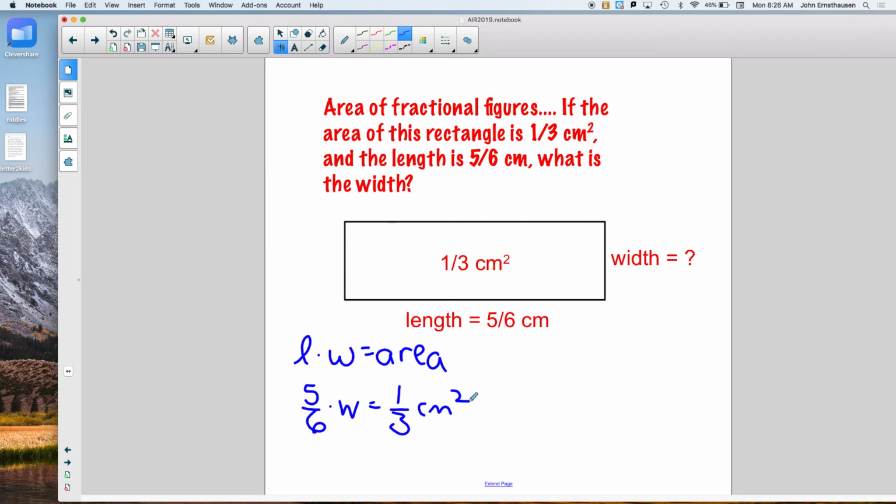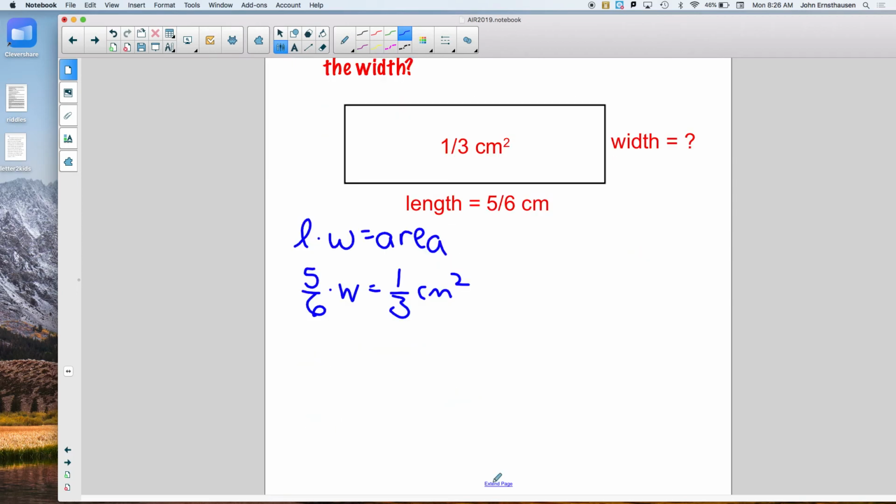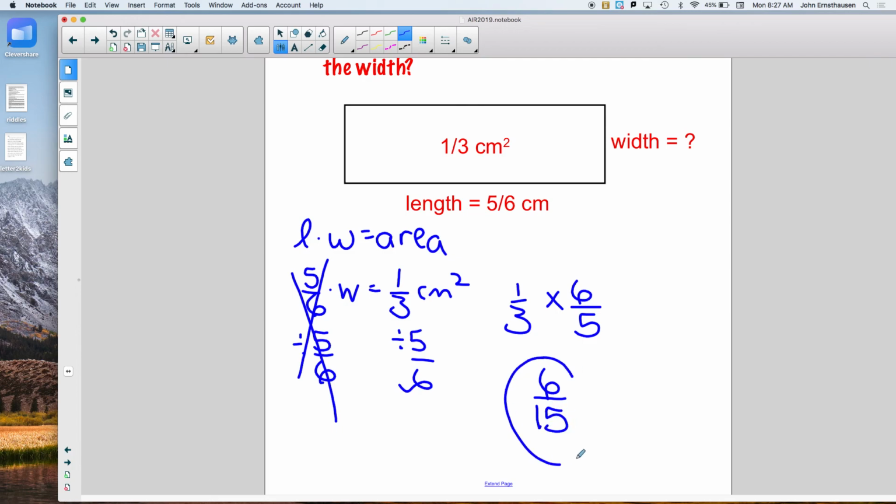So let's look at this. This is an equation, right? In an equation, we always have to do the inverse. What's the inverse of multiplying by 5/6? We're going to divide by 5/6, on both sides. So we have keep it, change it, flip it, and we get 6/15. Or, if you reduce it, that would be 2/5. Either one of those work.